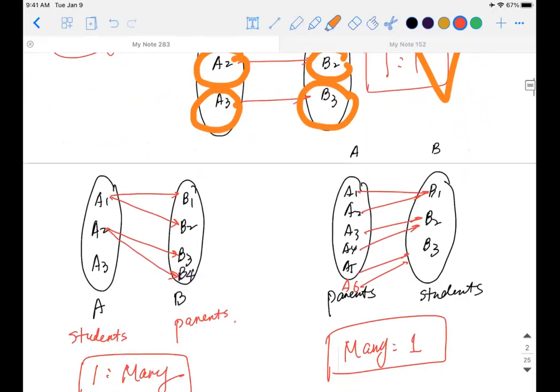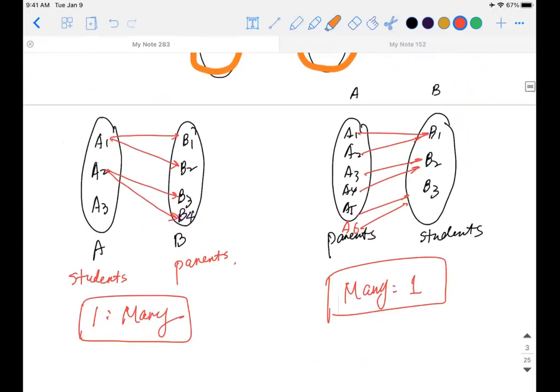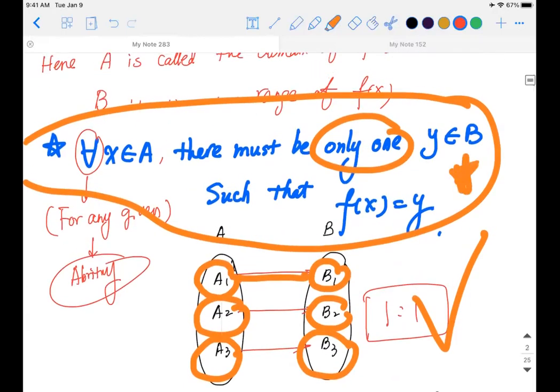Okay. What about the second one? If I find an element in A, I will be able to find two elements in B, B1 and B2, and both of them can be mapped to A. So if that's the case, this is not what we required from here, right?